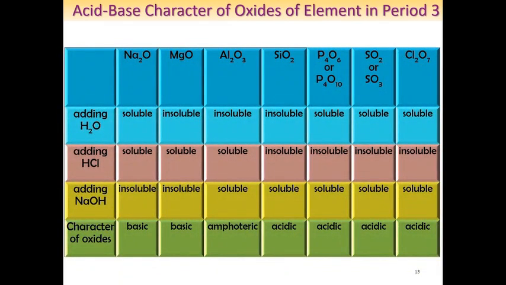This table summarizes the acid-base properties of oxides of elements in period 3. As we go across period 3, we can see that the trend of acidity increases. That's all for chapter 3.